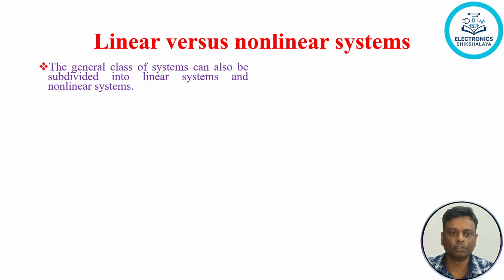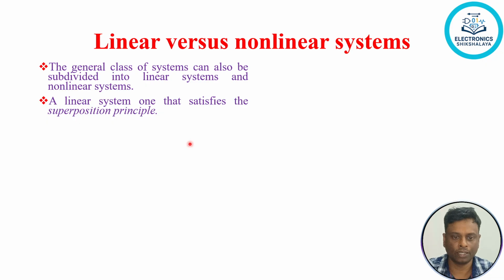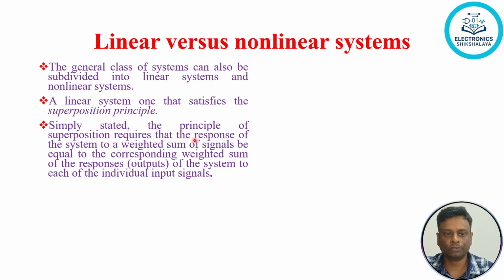There is a general class of systems that is classified into linear or non-linear systems. A linear system, as I have told you, is one that satisfies the superposition principle. What is the superposition principle? It implies that the response of the system to a weighted sum of signals is equal to the weighted sum of the responses of the system to each of the individual input signals. Let us see what it means.